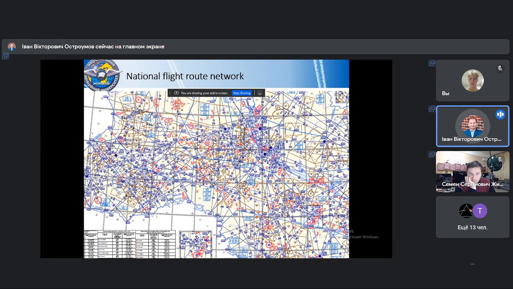airspace. Actually, here you can see the national flight road network of Ukraine, and you can see that there are a lot of blue lines, and aircraft can fly only by these roads. That means they cannot deviate to the left or right side. That's why they always have to follow a particular pre-planned trajectory.